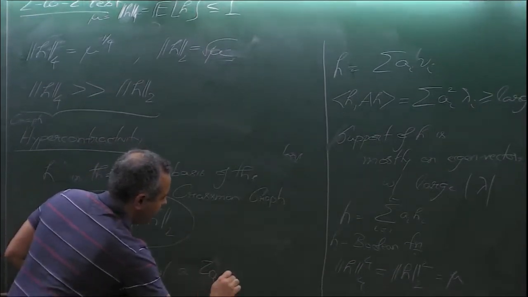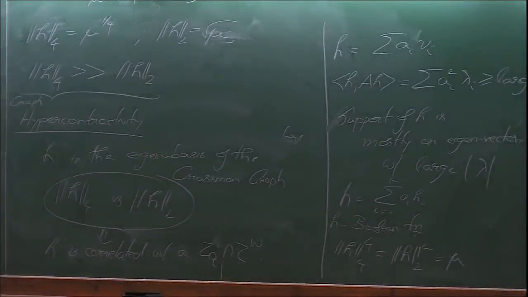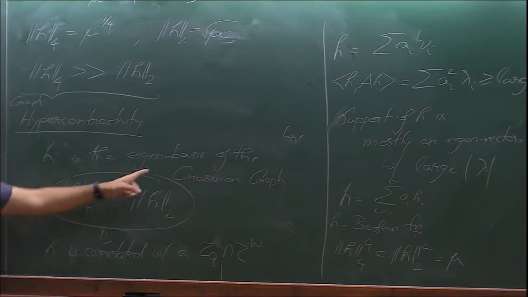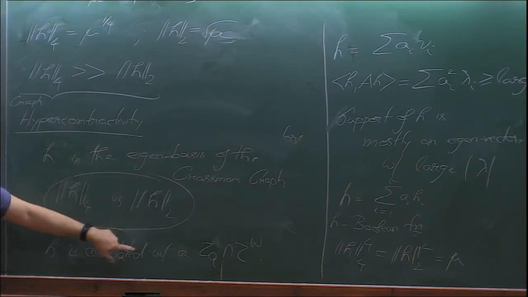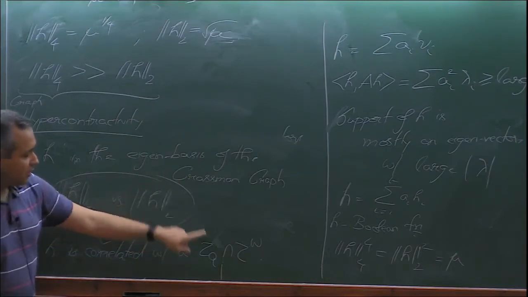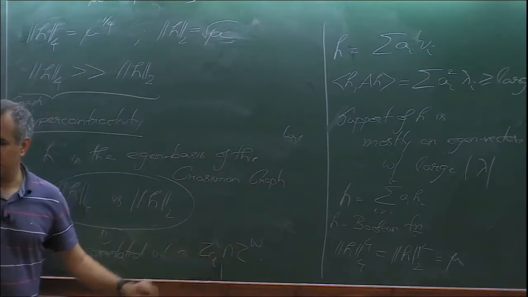some ZQ intersection ZW. And this is actually just opening it out. You just open out H, write it down in the eigenbasis. If I had time, I could go into it. The eigenbasis naturally tells you why ZQs and ZWs are going to come out in the process.